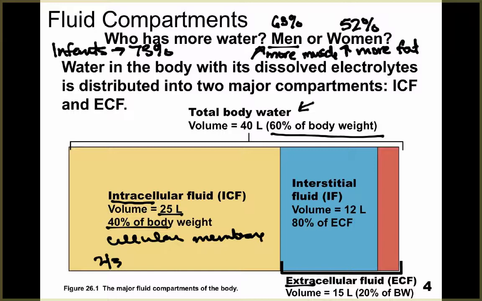Now, when we're looking at extracellular fluid, it essentially includes all the water and electrolytes outside the cell. Right? It's about 20% of the body weight, and that's about 15 liters.